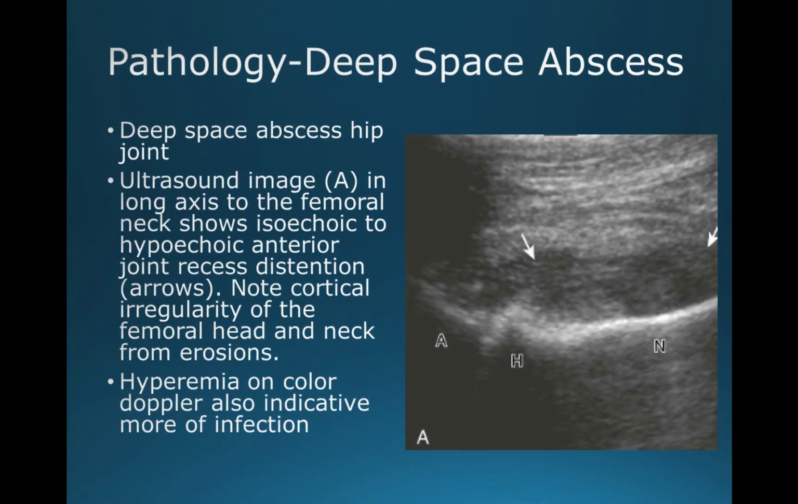Here's a deep space abscess of the hip joint. This is an ultrasound image in long axis of the femoral neck, which shows an isoechoic to hypoechoic anterior joint recess distension right here. And note a cortical irregularity here as well from femoral head and neck erosions. Then the other nice thing you can do is color Doppler, which may show hyperemia, which is also indicative of an infection.